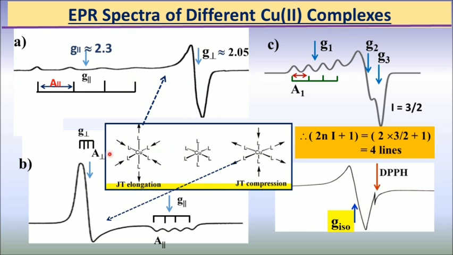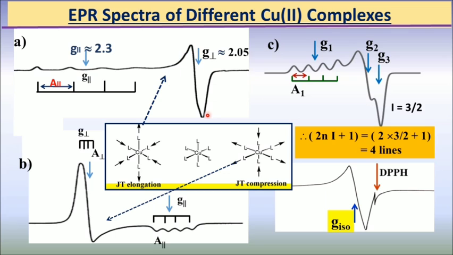For example, in the case of copper, I equals 3/2, so there will be 4 lines, 2 into 3/2 plus 1, as you see here: 1, 2, 3, 4. This direction is g parallel, and these two directions are g perpendicular. Therefore, there are two g perpendiculars.